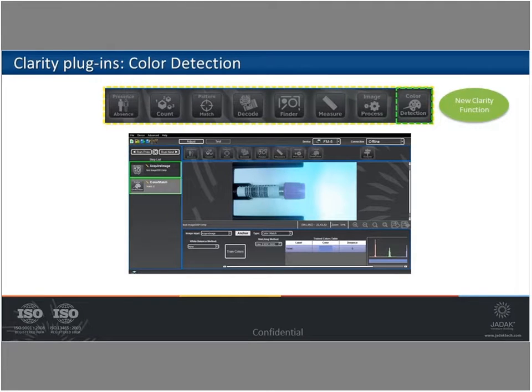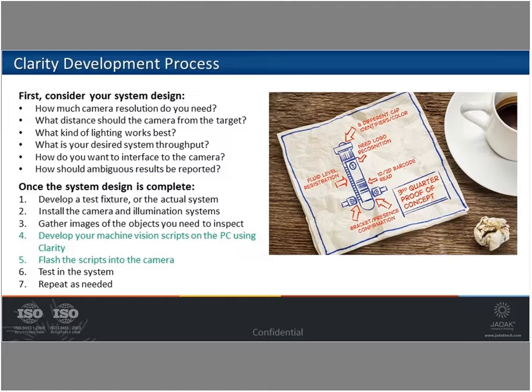And then the biggest new feature is color detection. This is a case where it does just what it says, much like the other Clarity plugins, where you're going to look at some area of the image and deliver to the host application the color of that object.